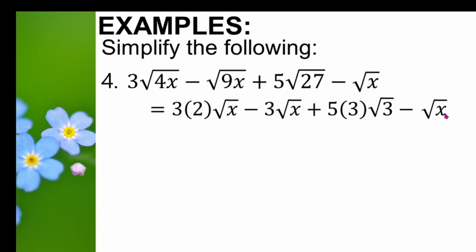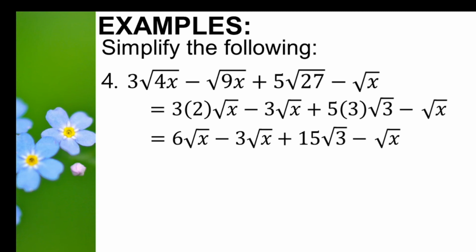So therefore, simplifying further, we have 3 times 2, so we have 6 square root of x minus 3 square root of x plus 5 times 3, so we have positive 15 square root of 3 minus the square root of x. So we are now going to combine the similar radicals, 6 square root of x minus 3 square root of x minus the square root of x, while the third term, positive 15 square root of 3, will just be copied down.